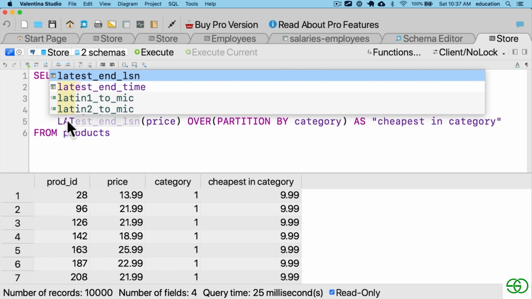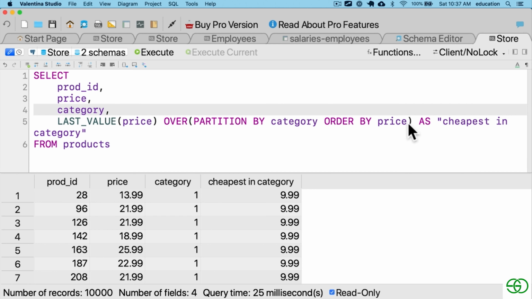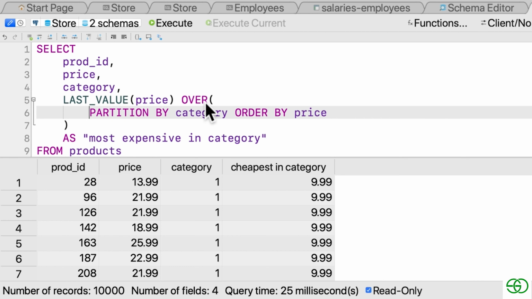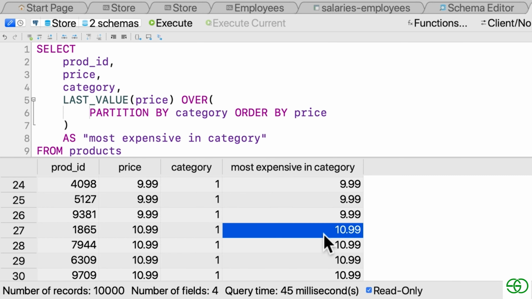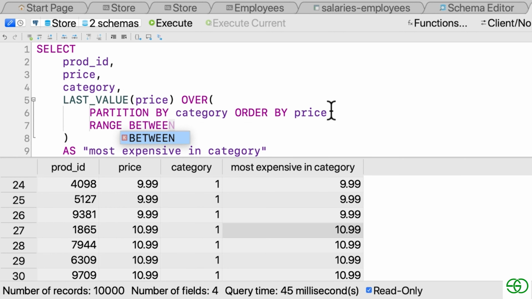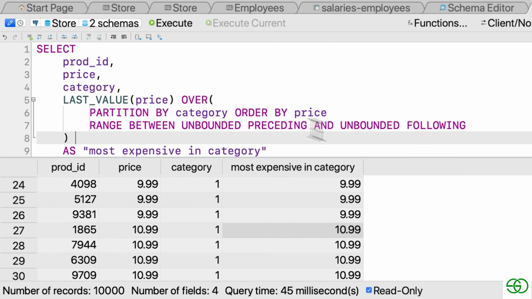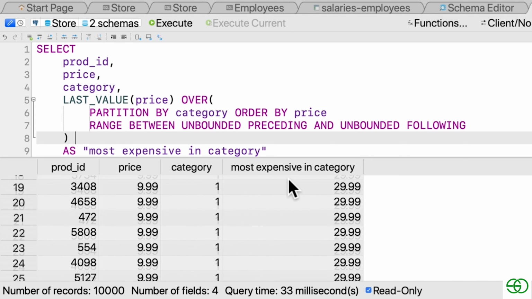If we did last value against the price over the partition by category, and we did order by price, and we named it most expensive, because we need to name it right, then what's going to happen, as we saw in the previous video, is we're taking into account the previous rows and the current row, so we're always going to choose the current row. So we need to go beyond the current row. And so we say range between unbounded preceding and unbounded following. That gives us the ability to get the highest price in that category, because we're taking into account the entire partition, not just everything before and the current row. So we're getting the actual most expensive product in that category.